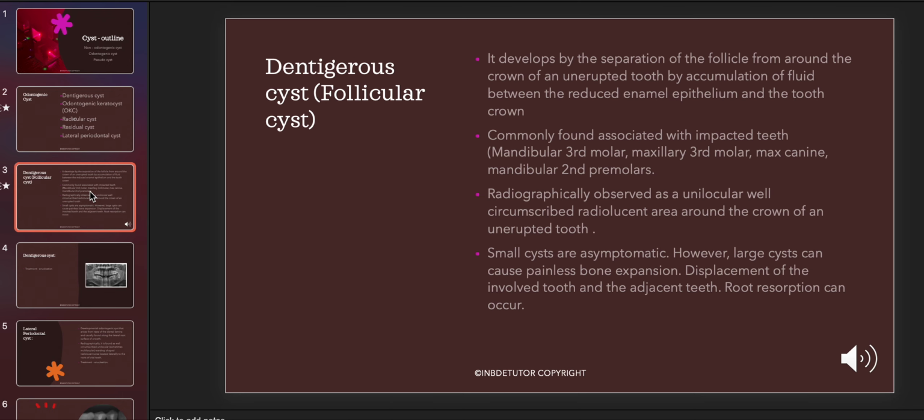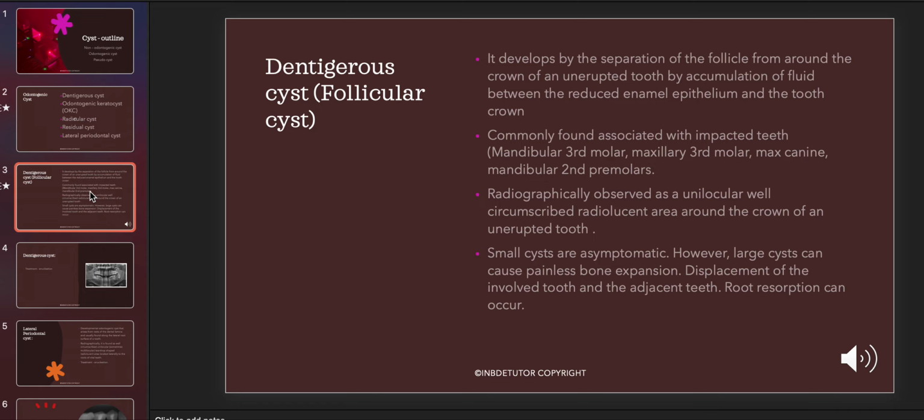Now, the first one is the dentigerous cyst. It develops by the separation of the follicle from around the crown of an unerupted tooth by accumulation of fluid between the reduced enamel epithelium and the tooth crown. Now, the dentigerous cysts are the second most common odontogenic cyst. The first common odontogenic cyst is the radicular cyst, and they are the most common developmental cyst of the jaw, and they are commonly seen in the age group of second and third decade of life.